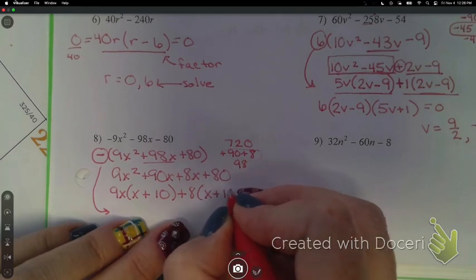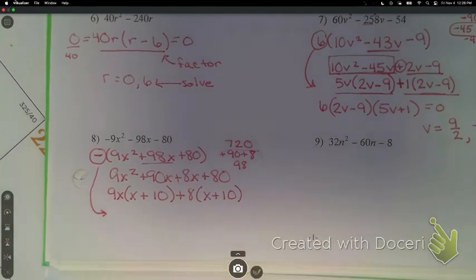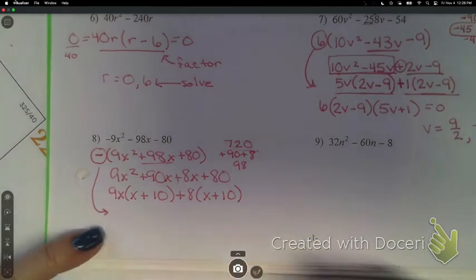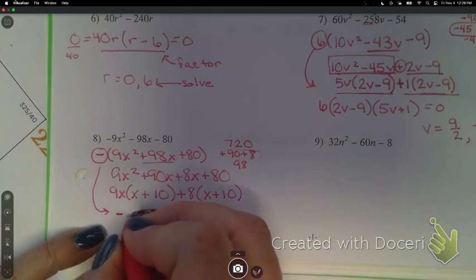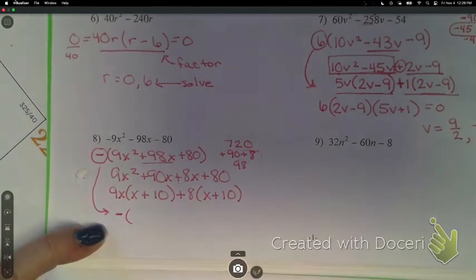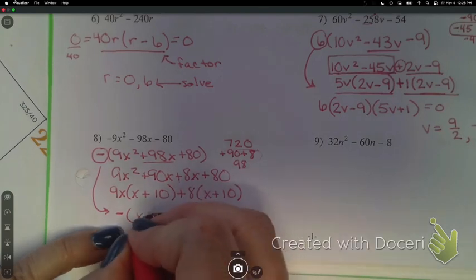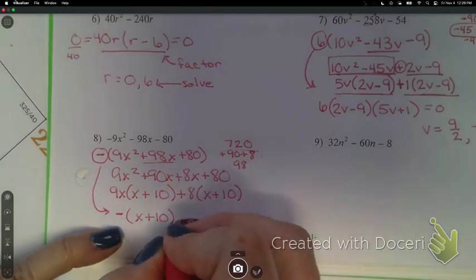So am I right so far? Yeah. How do I know? Because both of the quantities are the same. So my solution is negative. Where did the negative come from? On top. Okay. What's the answer? Negative, parentheses, x plus 10, times 9x plus 8.